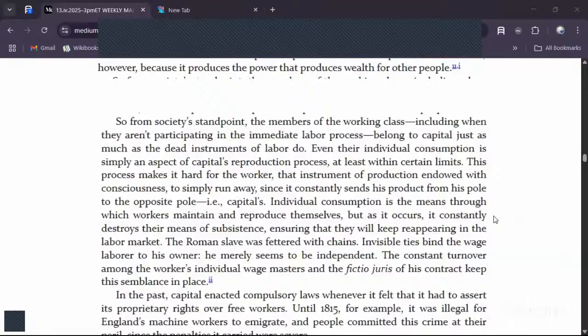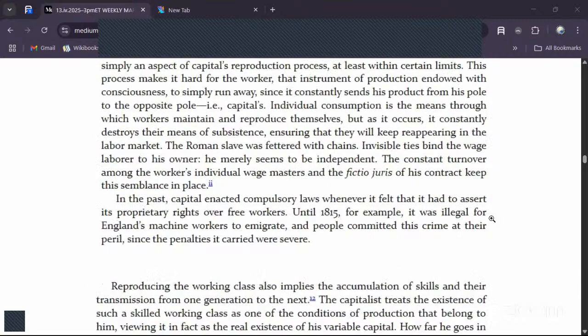The Roman slave was fettered with chains. Invisible ties bind the wage laborer to his owner. He merely seems to be independent. The constant turnover among the workers' individual wage masters and the fictio juris of his contract keep this semblance in place. In the past, capital enacted compulsory laws whenever it felt it had to assert its proprietary rights over free workers. Until 1815, for example, it was illegal for England's machine workers to emigrate, and people committed this crime at their peril, since the penalties it carried were severe.